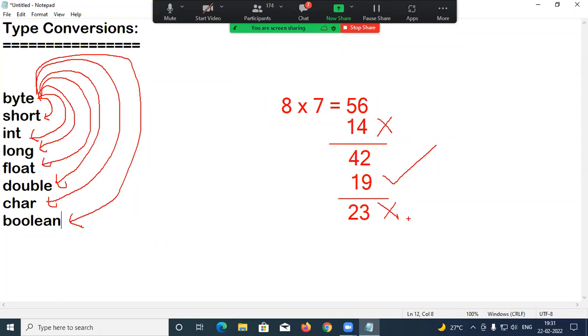But these errors we can solve. But these 14 errors even we cannot solve. So 14 conversions the system cannot convert, even we cannot convert. 14 error only, always error. 19 always valid. For the 23, an error comes, but we can solve it. Explicitly we have to convert. So 19 conversions are done by the system. 23 conversions must be done by the programmer. And 14 conversions are not possible.